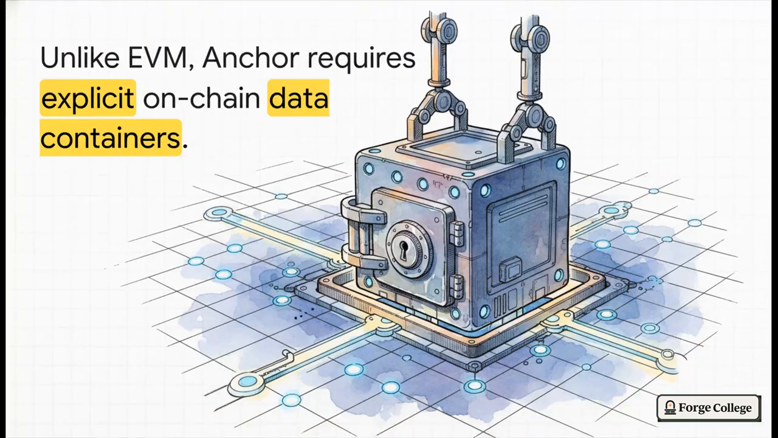Now, unlike the EVM's implicit contract storage, where deploying a contract just automatically hands you a database to write to, Anchor requires explicit on-chain data containers. You have to actively create an account. Usually, you're doing this by generating a new keypair or deriving a PDA, and that specific account will physically hold your program's state. It's a totally different mental model.